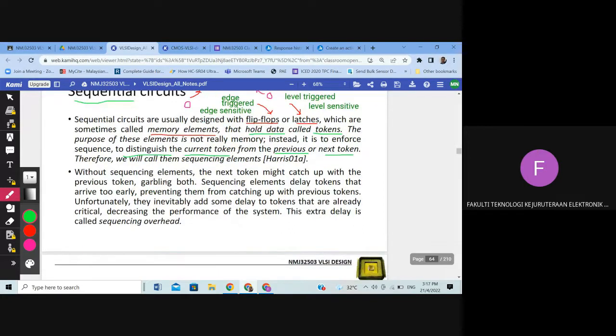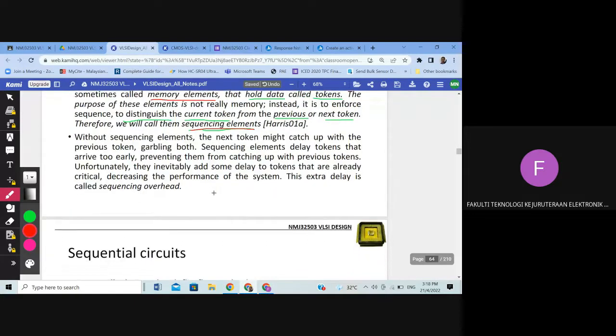We call flip-flops and latches sometimes sequencing elements, elements that perform the sequencing operation. This is actually available in your textbook. You may refer to it after finishing the lecture.